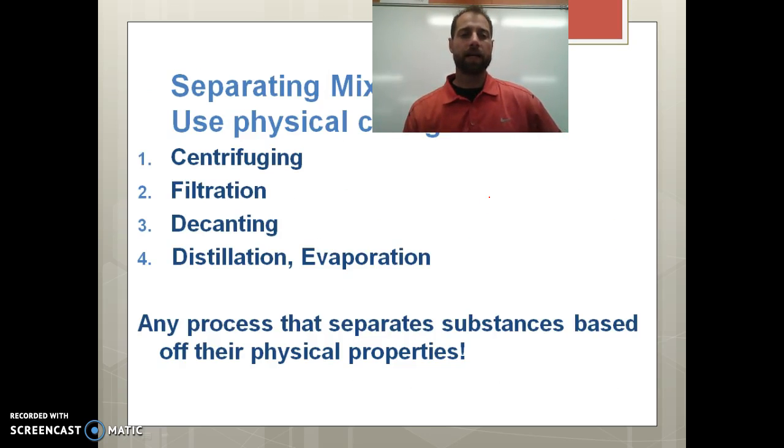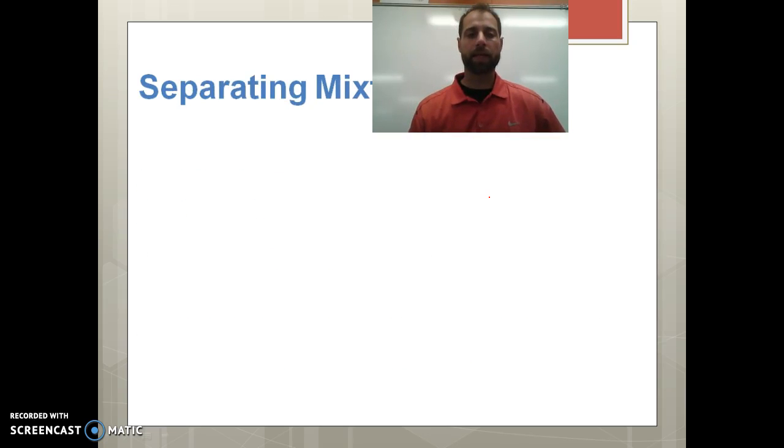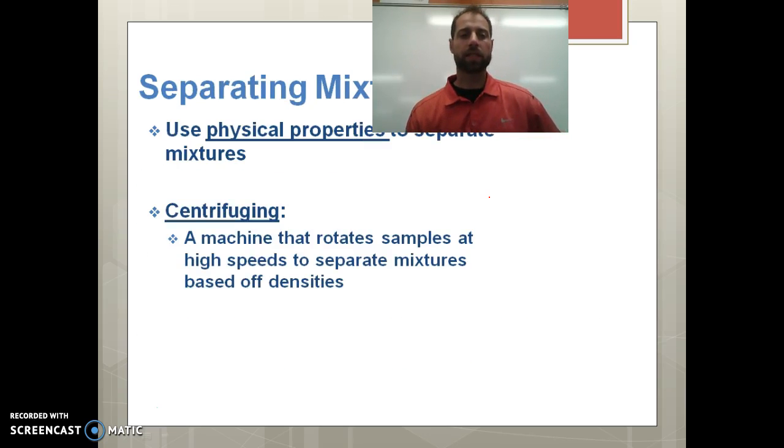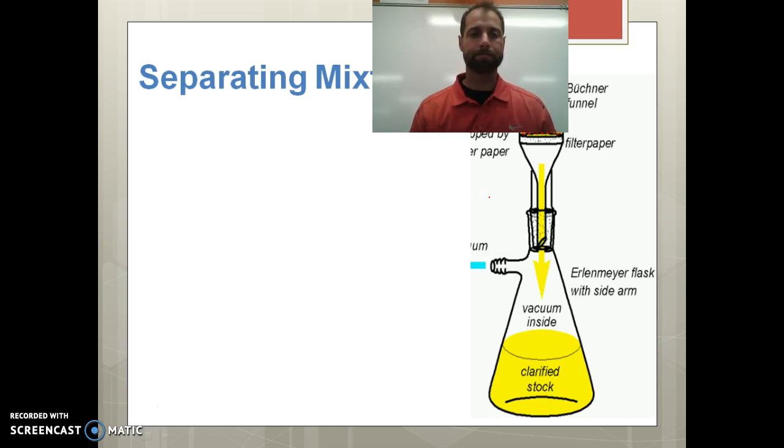And then finally, and I'm going to go through these very quickly, we have different ways of separating mixtures using their physical changes. You can probably think of some others, but our first one is centrifuging. A centrifuge is a machine that rotates samples at really high speeds and is going to make the more dense part of the mixture end up at the bottom. The less dense will end up at the top. And so then we can separate those a little bit easier.